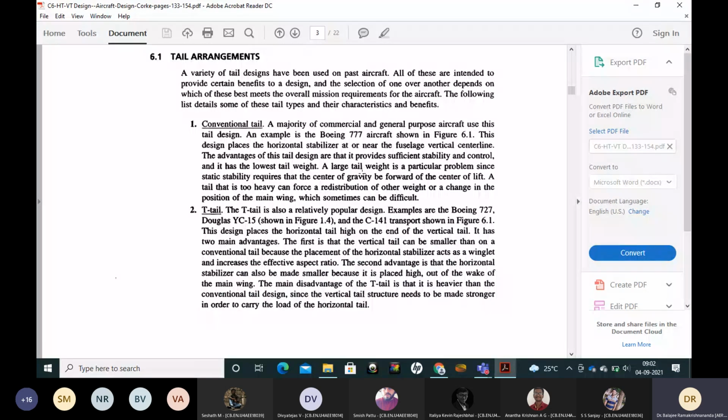So for the tail arrangements, first of all you should choose what type of tail you are using. Get it from your comparison aircraft, or if you have any other considerations, you can explain why. Conventional tail gives the advantages: it provides sufficient stability and control, and is at the lowest tail weight. Okay.